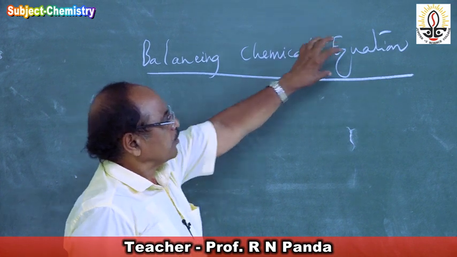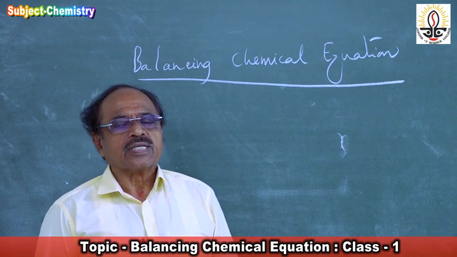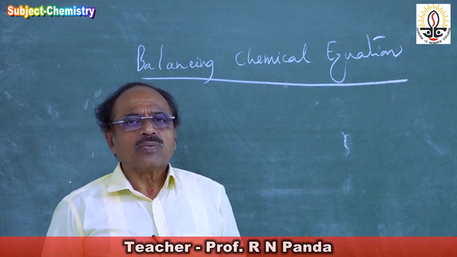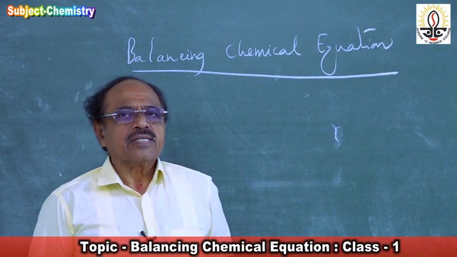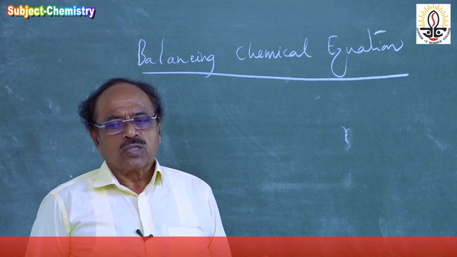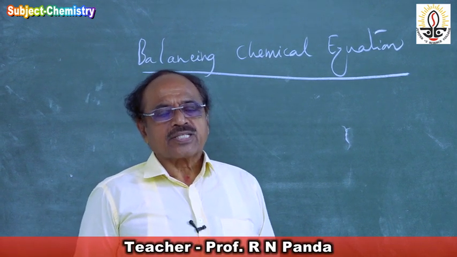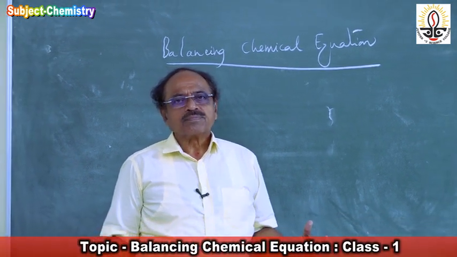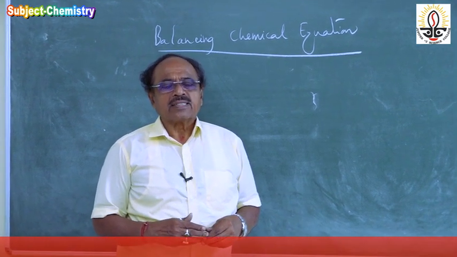So what is equation first? Let's learn what is equation. Then we will come to chemical equation. Then we will know how to balance a chemical equation. So what is equation? Equation is an expression which explains the equality of two terms. Two different terms are there, and the expression which relates both of them, and both of them are equal, then we say they are in an equation.